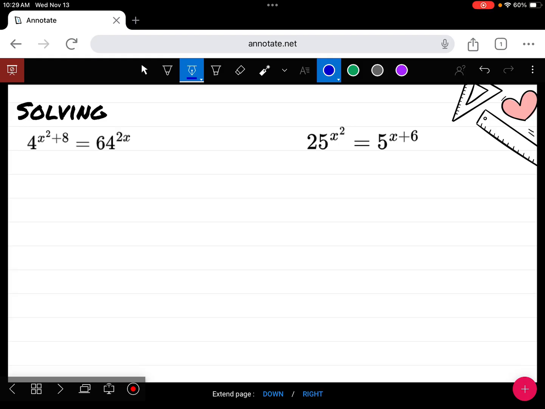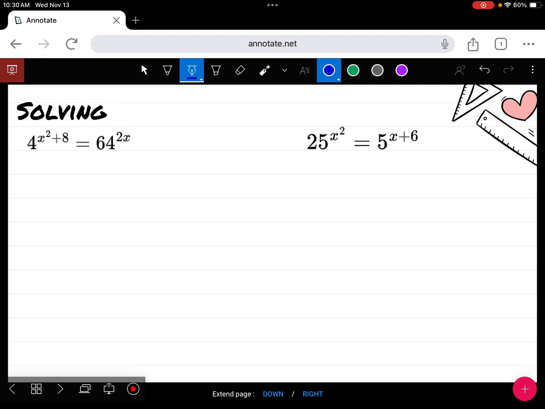So we've got 4 to the power of x squared plus 8 equals 64 to the power of 2x. Does not change what we do. Same base is our first goal. Where'd I lose you? Sorry, I was confused if the x was going up with the 8 or the 2. It's 4 to the power of x squared plus 8. Those are all in the exponent, x squared plus 8 equals 64 to the power of 2x.